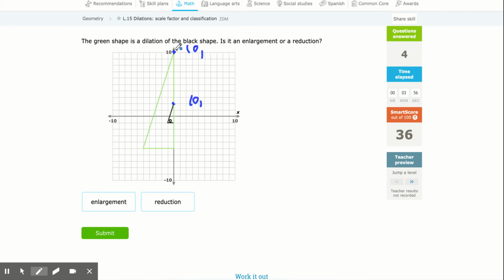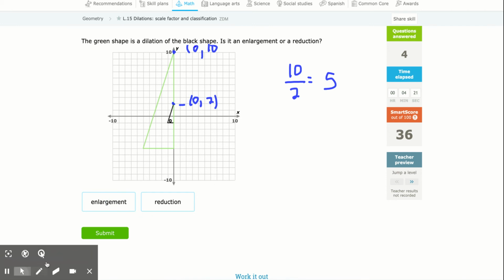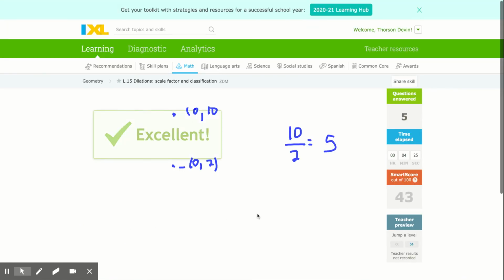So we're definitely going to use the y value. The y value is 10 for my image. The original figure's y value was 2. So again, I take 10 and I put it over 2, and I find that the dilation scale factor is 5. Oh, well, we were only supposed to tell if it was an enlargement or a reduction. That's an enlargement. But if they asked for the scale factor, it would be 5.